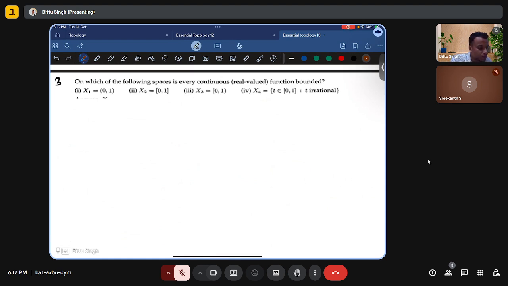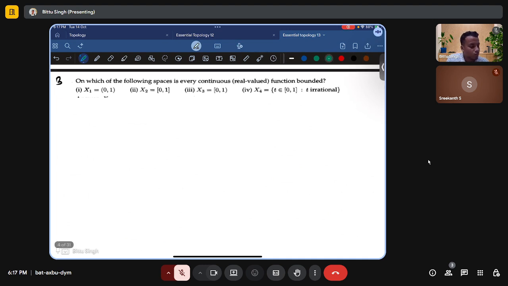So let us see question number 3. On which of the following spaces is every continuous function bounded? Real value continuous function. So for (0, 1), we know there are lots of functions which are not bounded if the domain is (0, 1). For example, a counterexample for 1: consider f from open (0, 1) to R, where f(x) equals 1 by x.